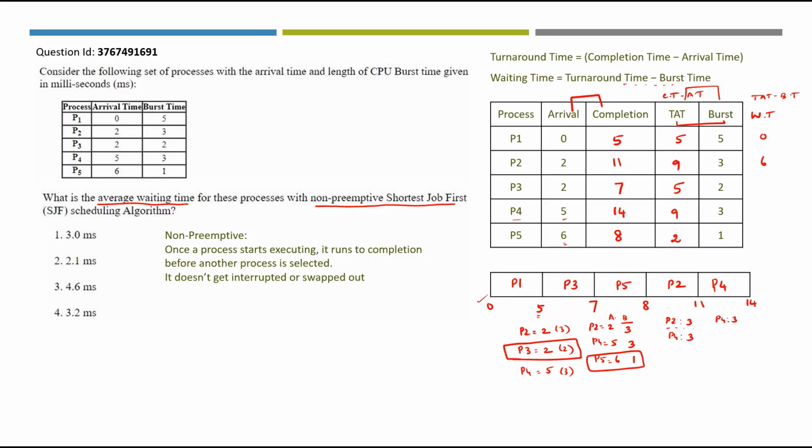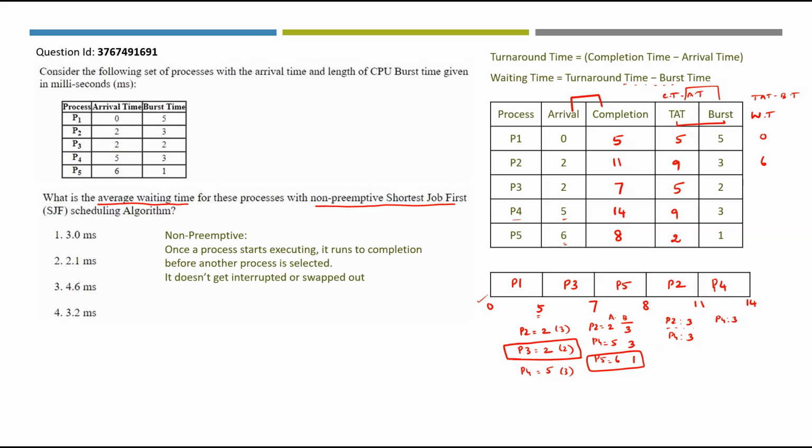Why is P2 having 6 waiting time? It's because P2 is getting the slot only at 8. But when did it come? It came at 2. So 8 minus 2 will give you 6. You can even compute in that way if your mind works better during examination. But if you know this formula, it will be easy for you to compute.